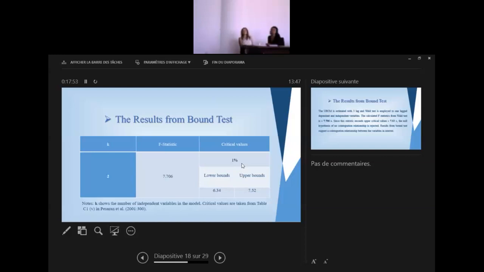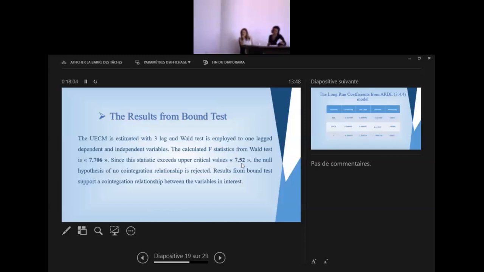So since the F statistic is greater than the upper bound at 1%, I will say that this supports the cointegration relationship between the variables, because the F statistic is 7.706 and the upper bound is 7.52. So the null hypothesis of no cointegration is rejected. So this supports the cointegration between the variables.